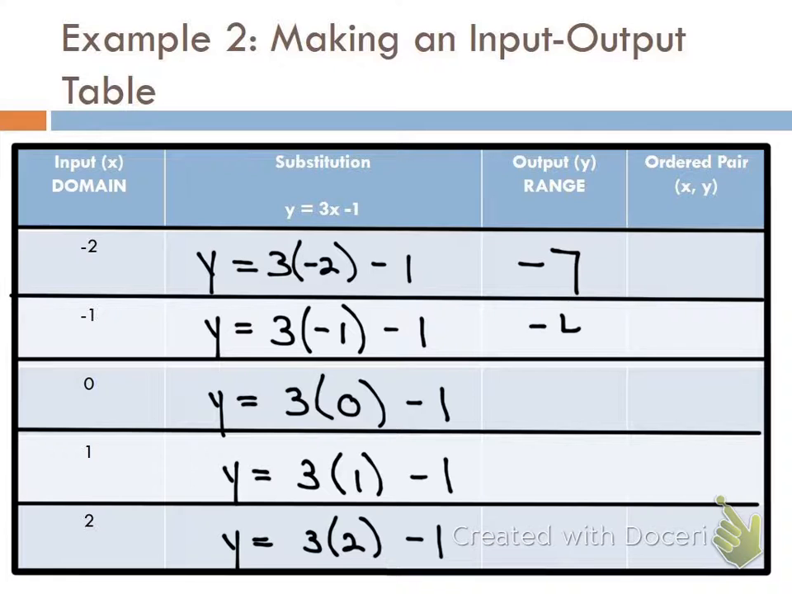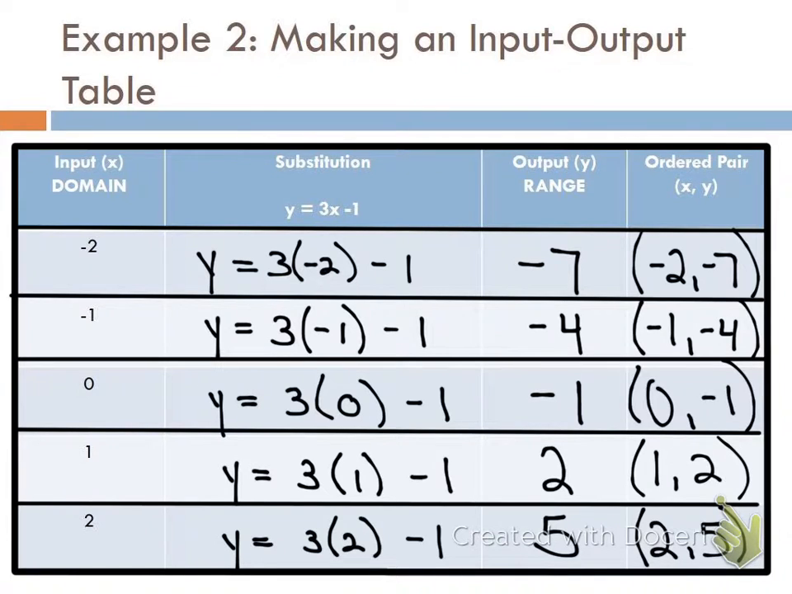All right, now we keep evaluating. -4, -1. Do we see a pattern here? What's my pattern? I'm subtracting by 4. Nope, not subtracting, but I'm adding 3 to each value. That's how I get my output. Then when I match them up with the ordered pairs, that's what I get. Anybody get all of those right? Or the ones you did finish?